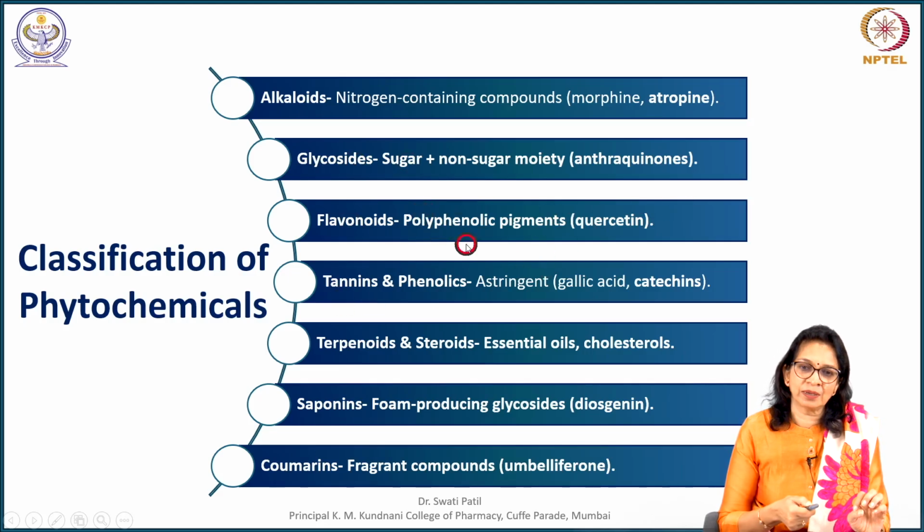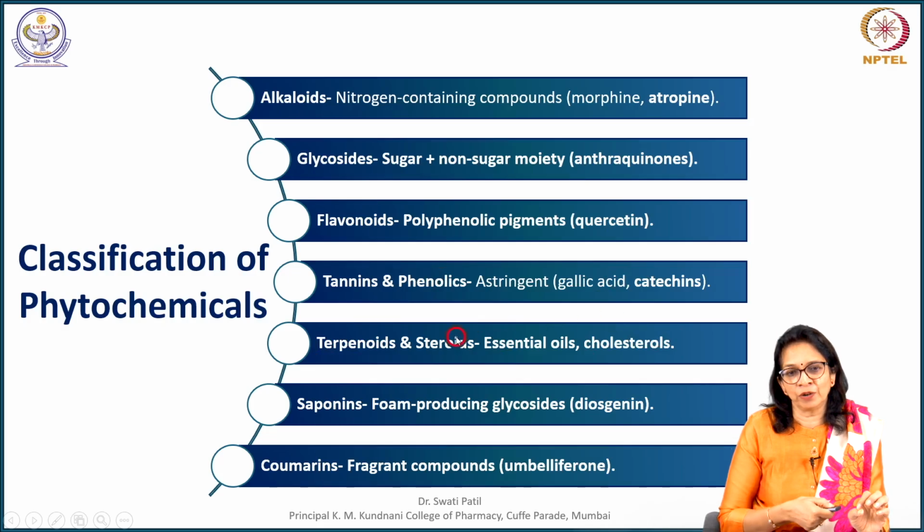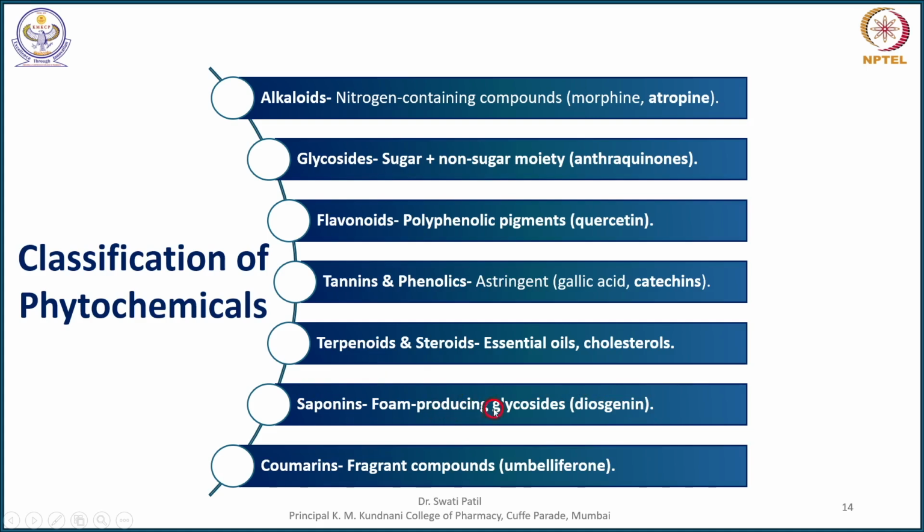Tannins and phenols are again phenolic compounds. Terpenoids and steroids, which have a steroidal ring, the cyclopentanoperhydrophenanthrene ring, present. Saponins are again a kind of glycosides, and coumarins.